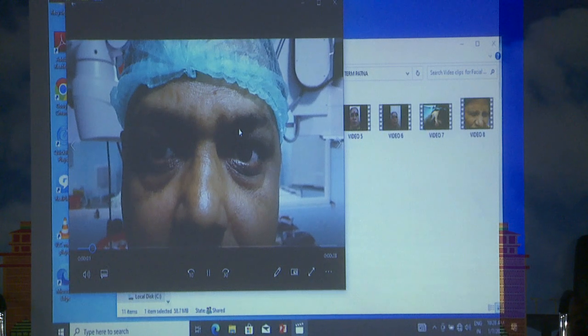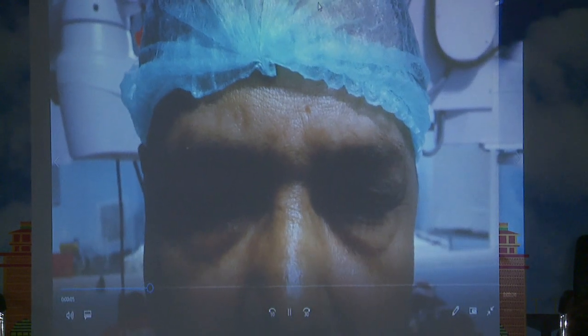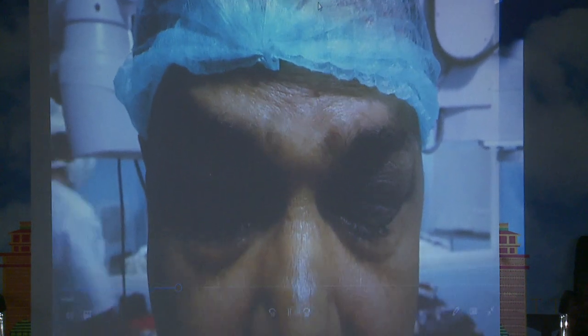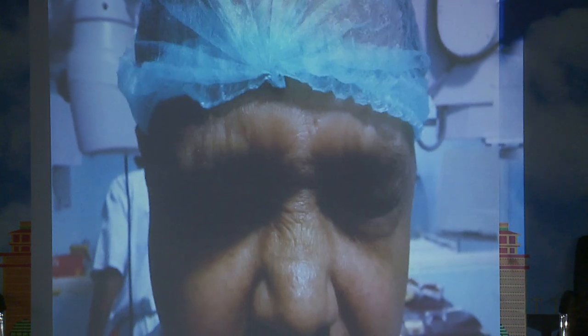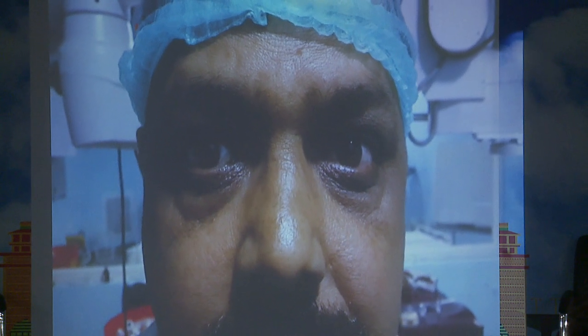And this is a patient I treated here in Patna. Look at his eyes very clearly. When he closes, it closes well. But when he's trying to open, it is not opening. Now this is an entirely different condition.